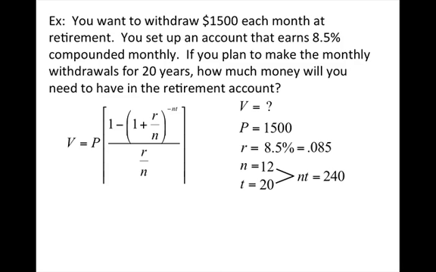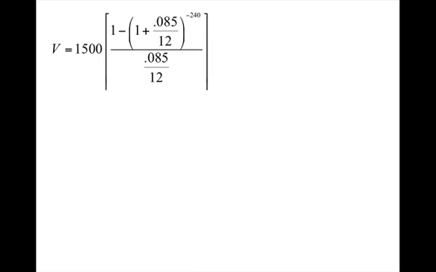So now I'm ready to plug these into my formula. So I get V equals P, which is 1,500, times 1 minus 1 plus my R, which is 0.085, over N, which is 12, raised to the negative NT, so raised to the negative 240th power. All that's divided by the 0.085 divided by 12.